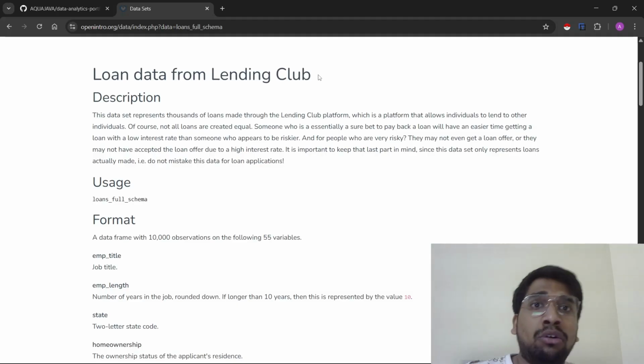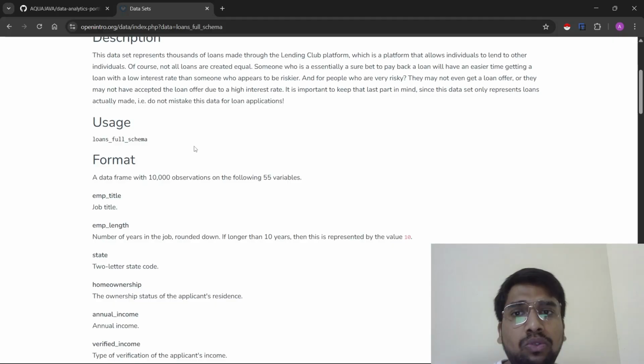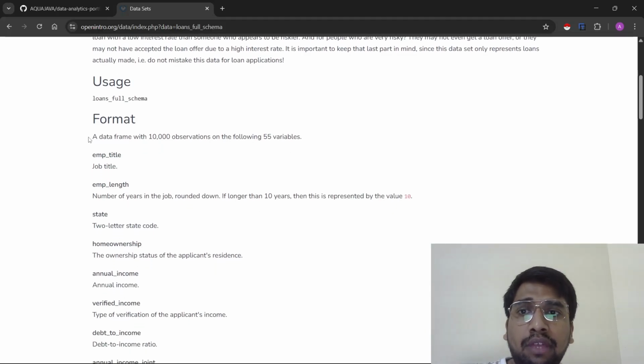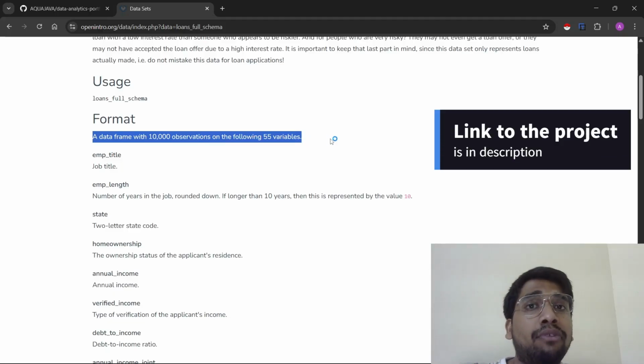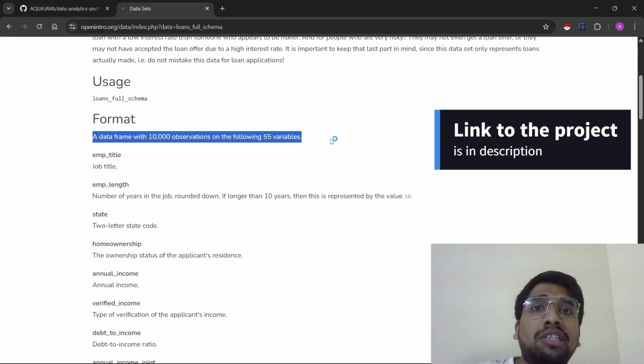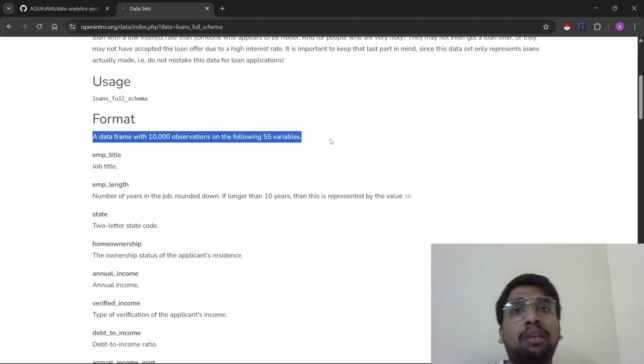Lending Club is an actual digital marketplace banking company based out of the US, which is basically a full-time bank and NBFC as well, and it also provides short-term loans. The format is 10,000 observations on the following 55 variables. Variables are basically the number of columns. So you can imagine the number of rows may be small here, but the number of columns is huge. There are 55 columns here.